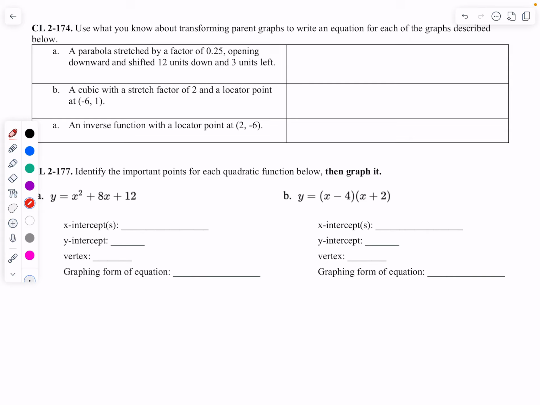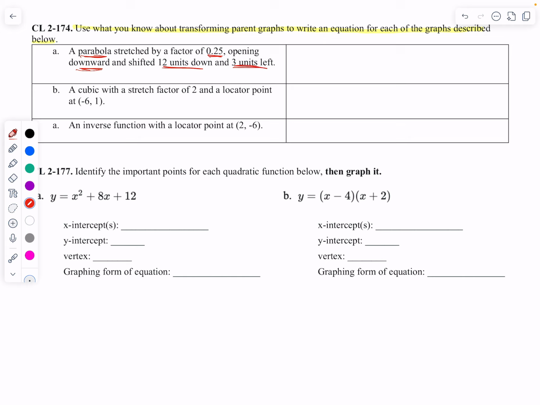All right, we're continuing on page 2 of the closure problems for chapter 2. Here we go. It says, use what you know about transforming parent graphs to write an equation for each of the graphs described below. And we're going to start with question A. A parabola stretched by a factor of 0.25, opening downward, shifted 12 units down, and 3 units left.